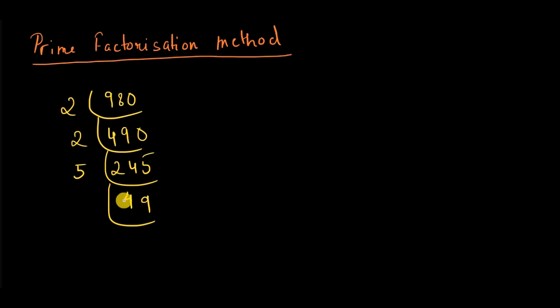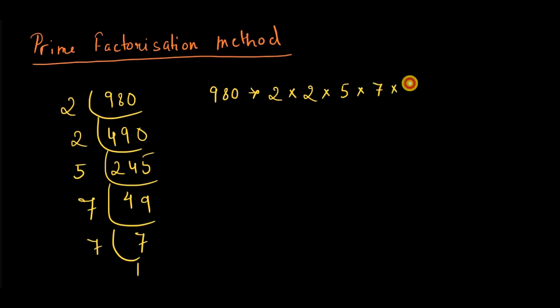We have to check by 6. We know that it's not divisible by 6 because for divisibility of 6 we need to meet two conditions, that is, it should be divisible by 2 and 3. We know that it's not divisible by 2, so it's not divisible by 6. So the next number is 7. Yes, it's divisible by 7. 7 7s are 49, and 7 is divisible by 7. At last 1 comes. So the factors of 980 are 2 into 2 into 5 into 7 into 7.